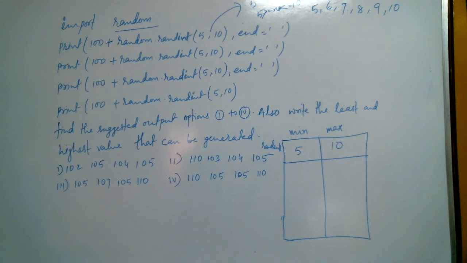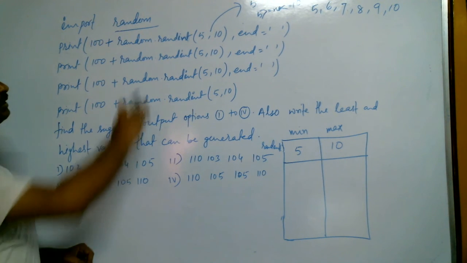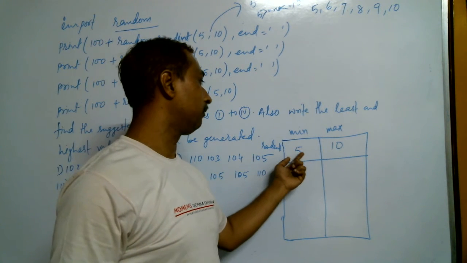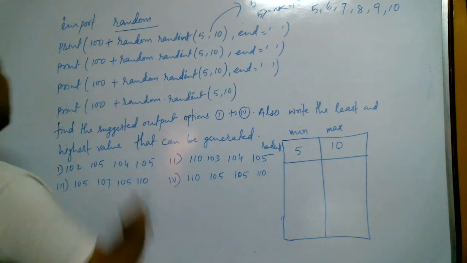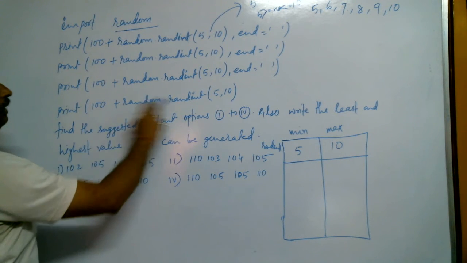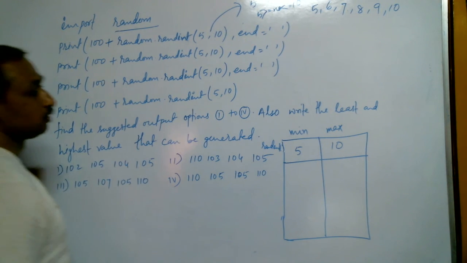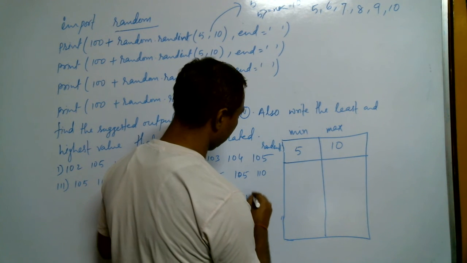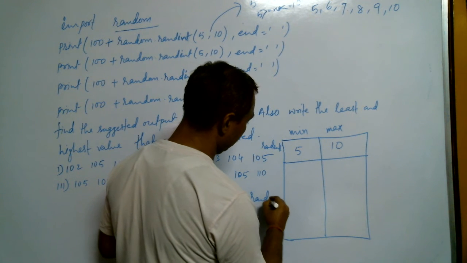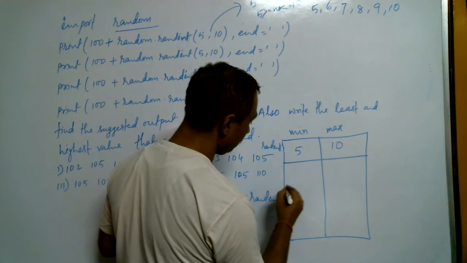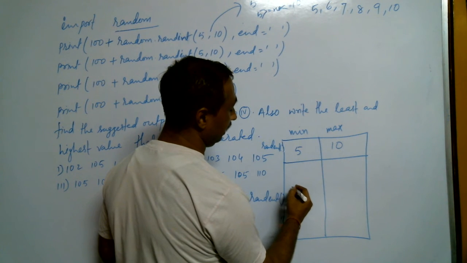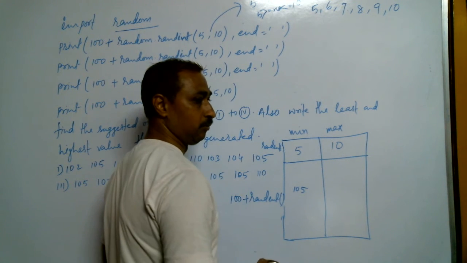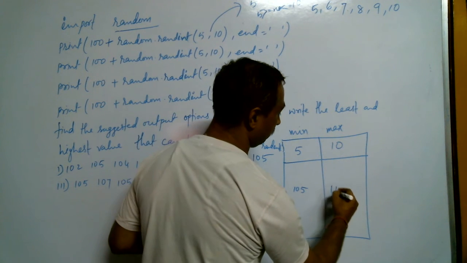I hope you are understanding. So the function will return a value between 5 and 10, and we are adding 100 to the value returned by this function. So if we add 100 plus randint function, then the minimum value will become 100 plus 5, 105, and the maximum value will become 110.